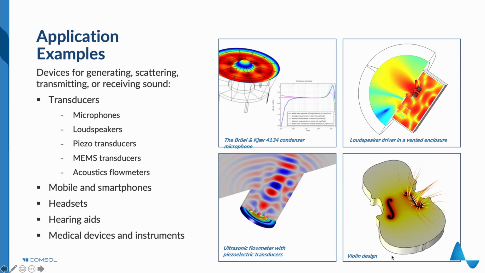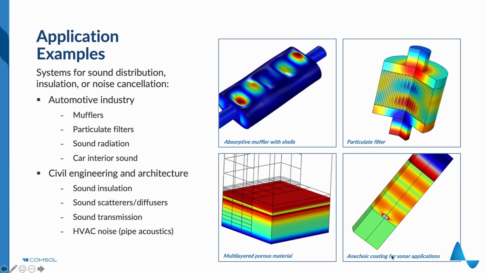Other application examples include transducers, from microphones through loudspeakers to MEMS transducers and even to flow meters. That's also possible, to create simulation models and digital twin models for that. Applications also include mobile phones and smartphones, headsets, hearing aids, and medical devices and instruments as well. Also, there is a wide range of application areas that can be coupled to the automotive industry.